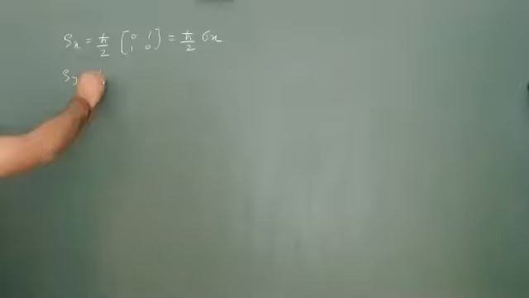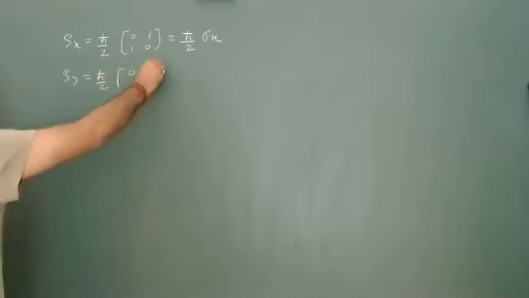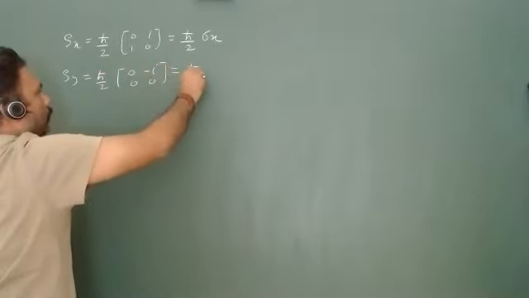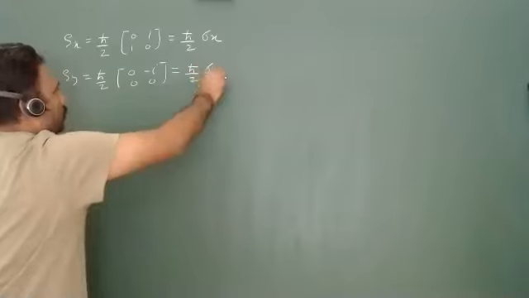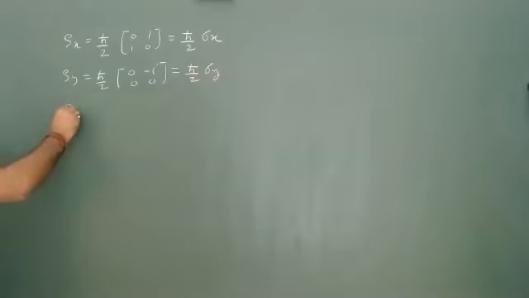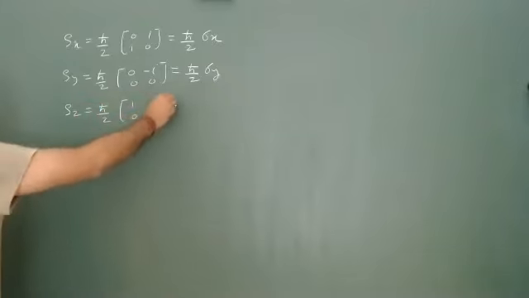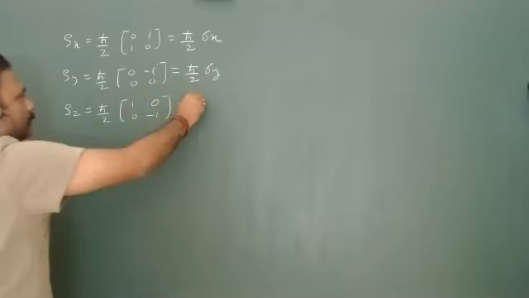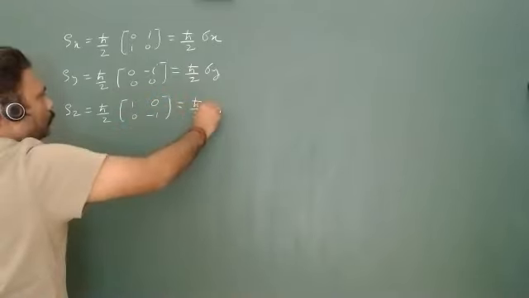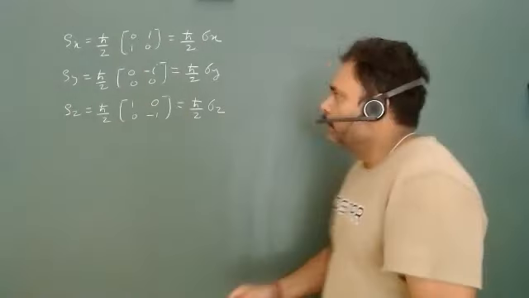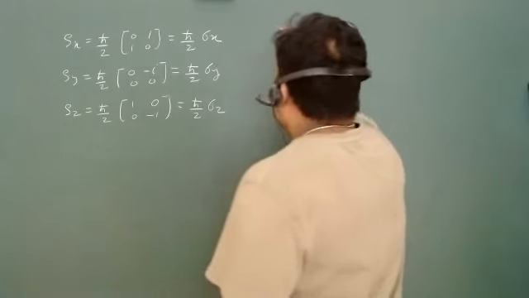Sy is equal to ħ/2 times the matrix (0 -i; i 0), and this is ħ/2 sigma y. Similarly, Sz will be ħ/2 times the matrix (1 0; 0 -1), and this is ħ/2 sigma z. And please don't bother about notation. Notation is very interesting.